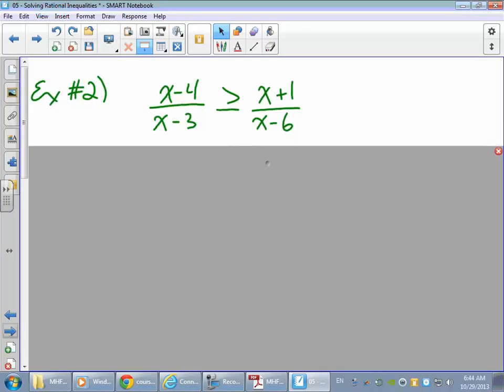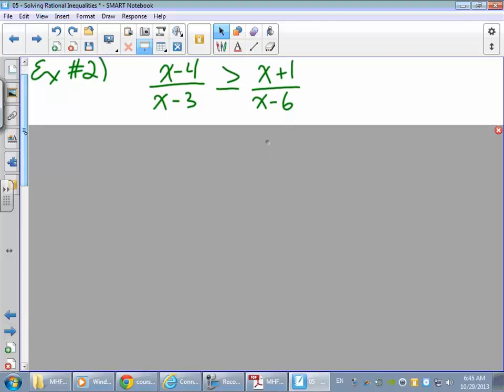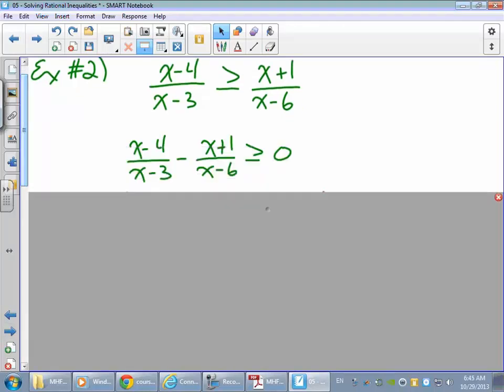So this is my initial expression. Again, if I tried to multiply here by x minus 3 or by x minus 6 to eliminate my denominators, I end up with multiple cases: the case where x minus 3 is positive, the case where x minus 6 is positive, negative, and so on and so forth. So instead, I will subtract everything to one side. I don't care which side, it just seems like working from the left is more natural to me. So I subtract the whole expression over.